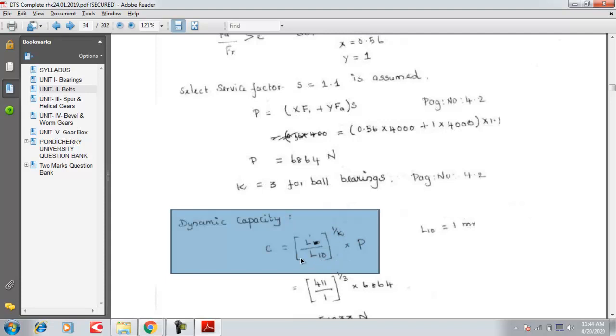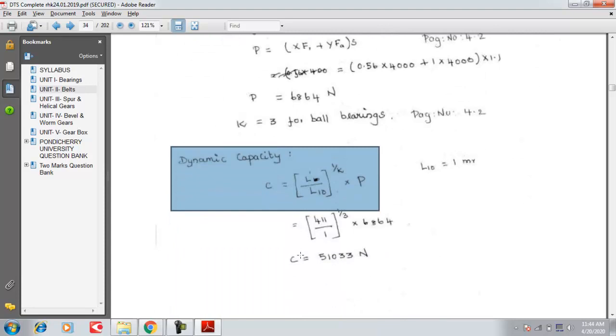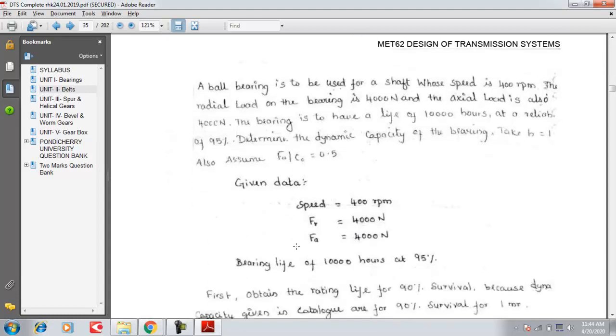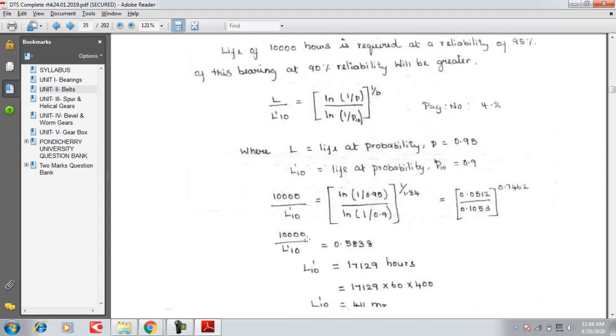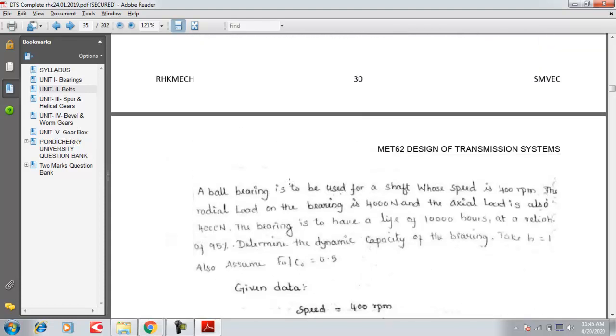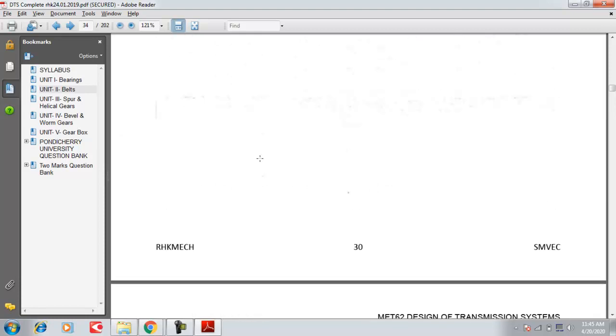Actually, L-10 and L10 are different. Here in this problem, we calculated L-10 and used this as L. I think some mistake is there. I want to say one thing here. Usually, we use the value of L10, that is 90% as our probability. In this case, instead of L-10 in the calculation of dynamic capacity formula, you have to use only L-5, that is nothing but a probability of 5%.